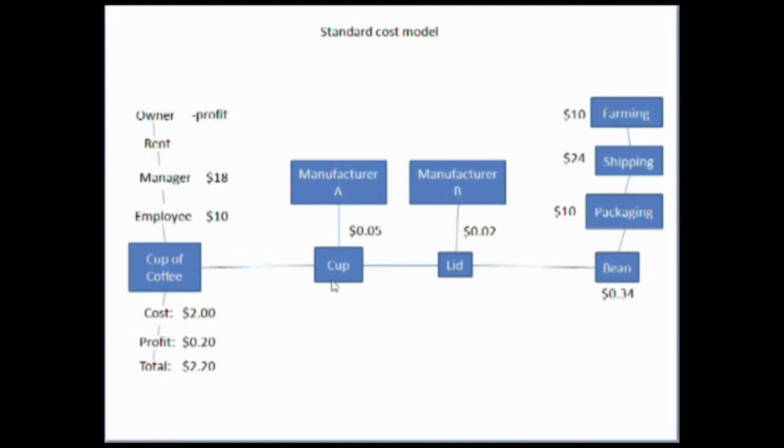So the coffee shop buys a paper cup from manufacturer A, and it costs them 5 cents to get that cup. And then they buy a lid from manufacturer B, and it costs them 2 cents. And then they buy the bean, and the bean requires some work, and so that costs 34 cents.